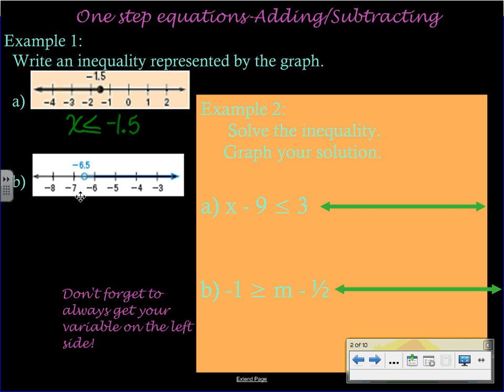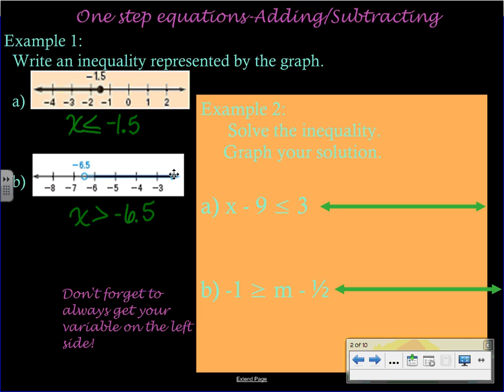All right, in example B, we've got an open circle at negative 6.5, but this time our arrow is going to the right. So again, I'm going to use x, and then I'm going to write my number down here, which is negative 6.5. And this time, I'm going to just put a greater than symbol because, again, it is an open circle. It is going to the right, so all these numbers are greater than it. So we've got to make sure that we say greater than.